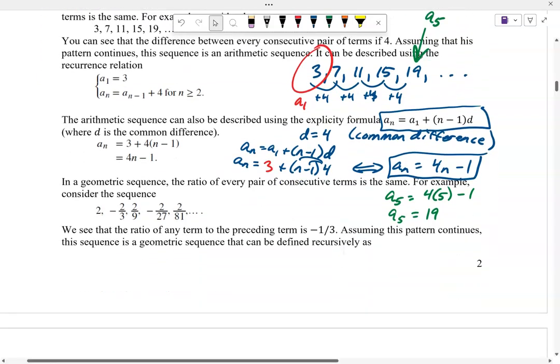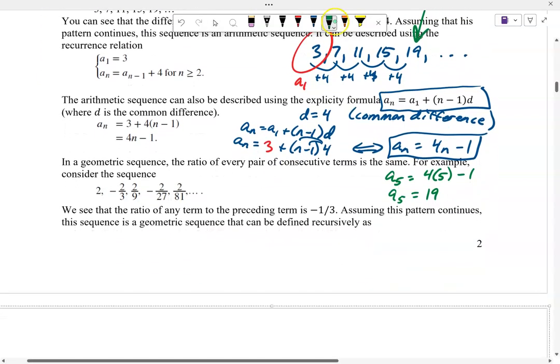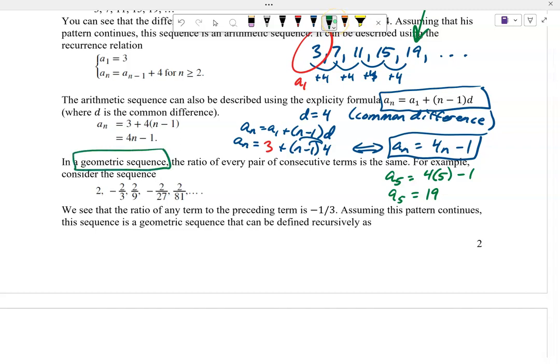So, all right, now let's go to geometric sequences. Geometric sequences have what's called a common ratio. So you're multiplying by something each time. If you look at 2, what do you multiply 2 by to get negative 2/3? And then what do you multiply negative 2/3 by to get 2/9? What do you multiply positive 2/9 by to get negative 2/27? And so on. What is the common ratio? What are you multiplying by each time?